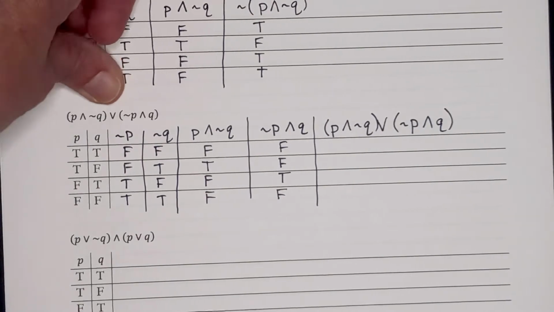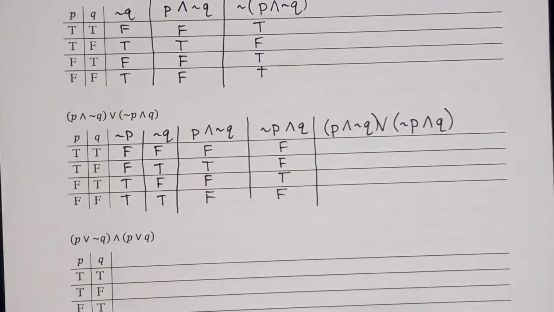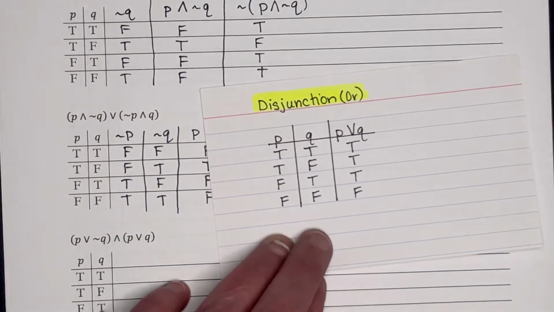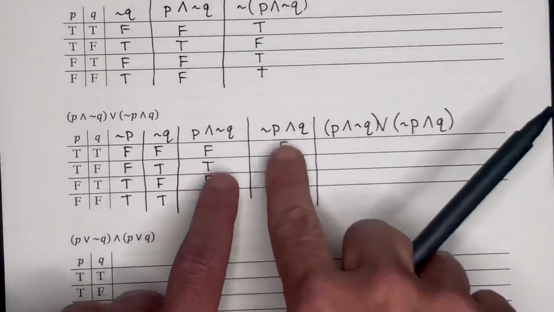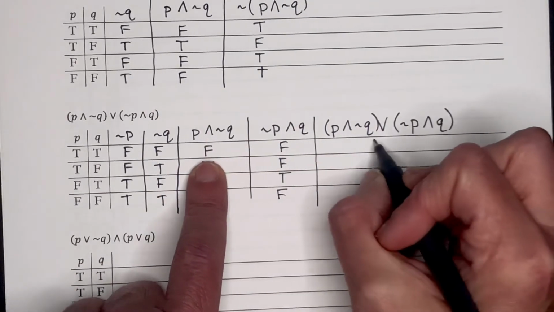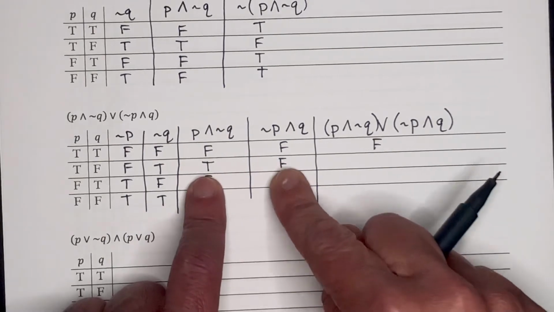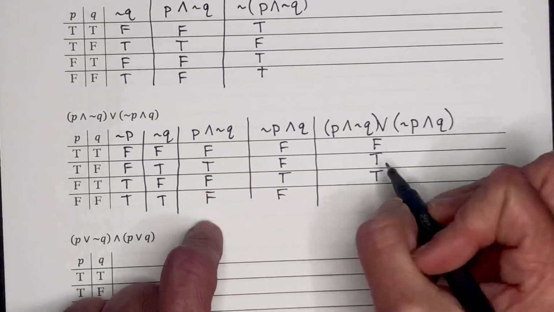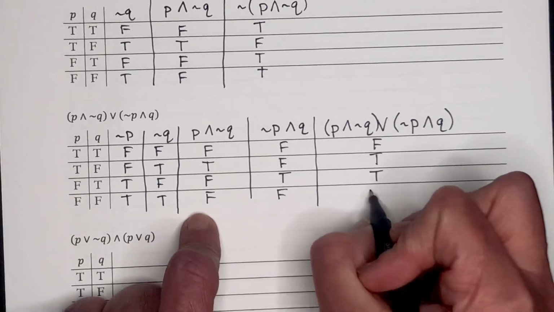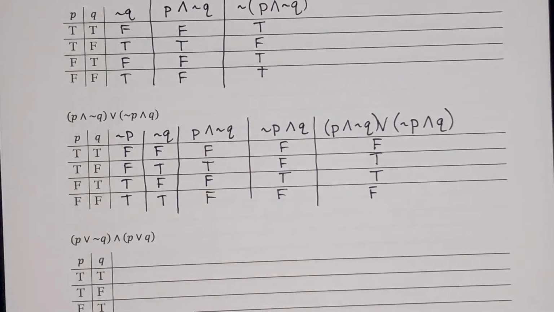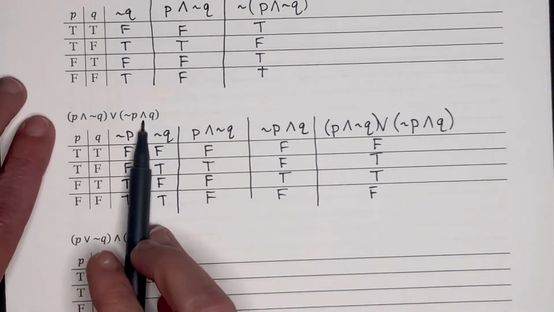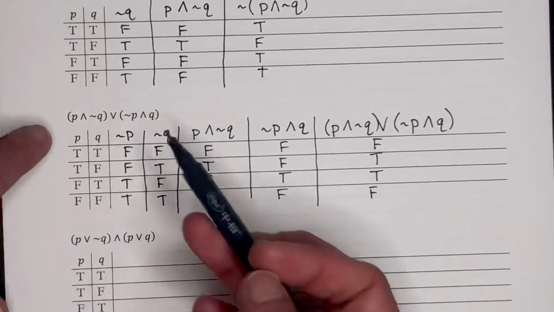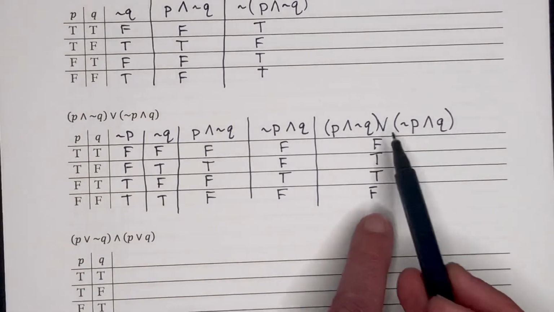Okay. And we are oring these two columns, and for the disjunction or, the only time it is false is if both are false. Every other time it is true. So false or false, that's false. True or false is true. False or true is true. False or false is false. So this overall statement is true when P and Q have different truth values. But if they're both true or they're both false, that's when you get a false answer.